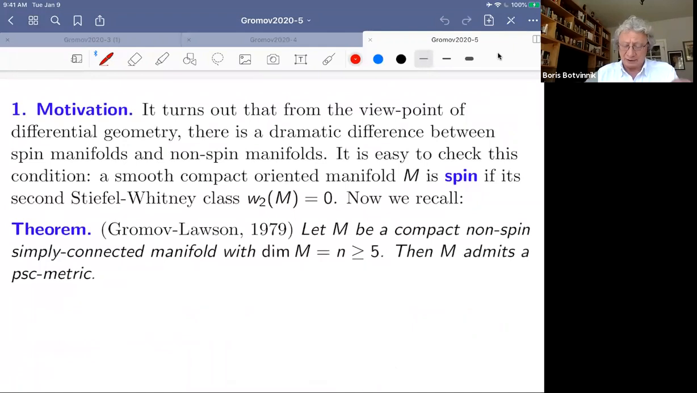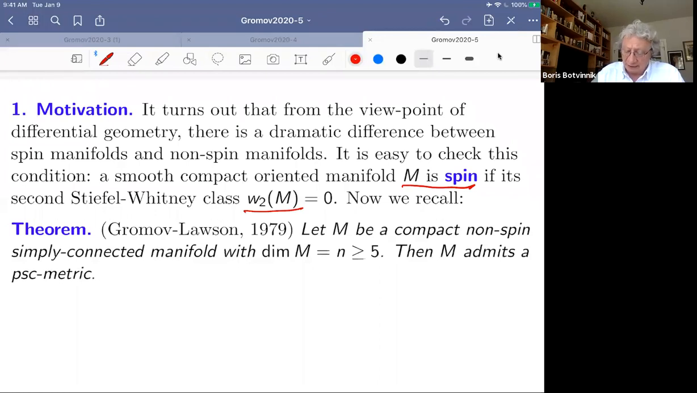Now, I would like to start with motivation. As we know, from the viewpoint of differential geometry, not all manifolds are quite equal: manifolds have a spin structure or they don't. Several fundamental questions have different answers and different levels of difficulty in the case of spin manifolds and non-spin manifolds. It's easy to check whether a manifold is spin or non-spin. Indeed, a compact oriented manifold M is spin if the second Stiefel-Whitney class is equal to 0.